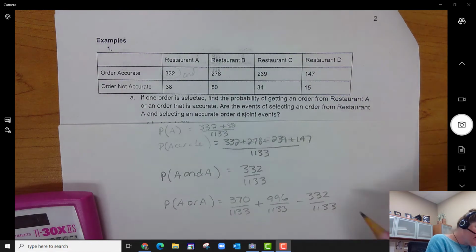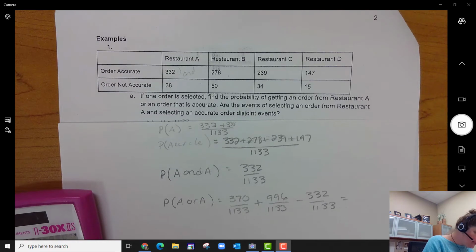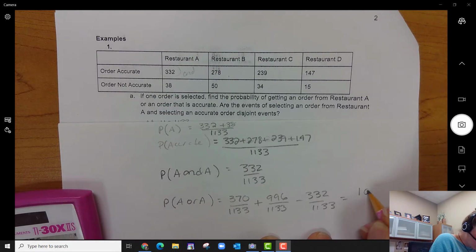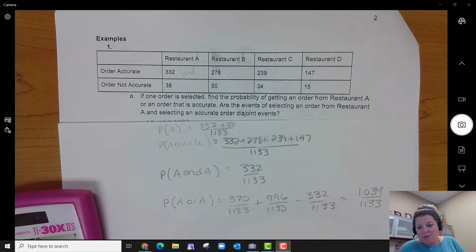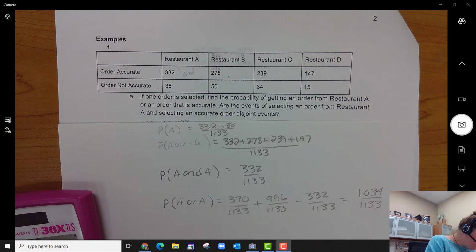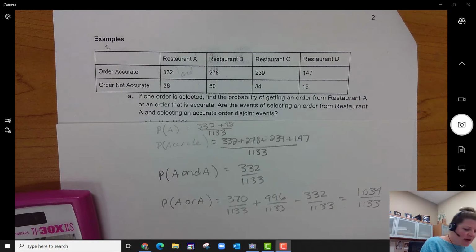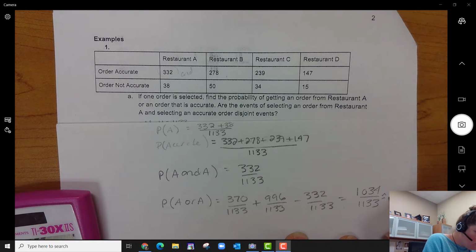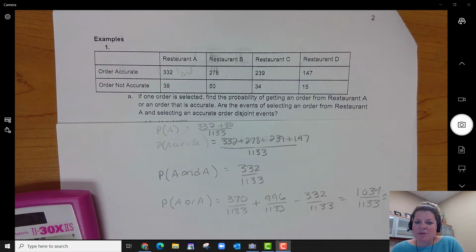Okay, this is going to give us a total of plus 370 minus 332. That's going to give us 1,034 over 1133. Always keep your common denominator. You could divide that, 1034 by 1133, and I get about 0.91-ish, or 91%, are either accurate or in restaurant A.